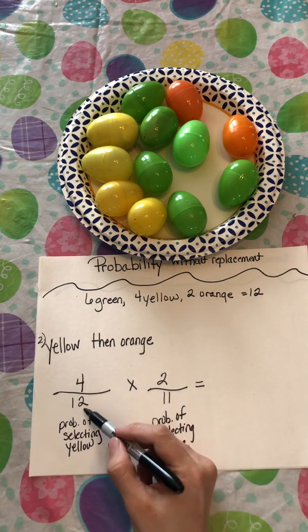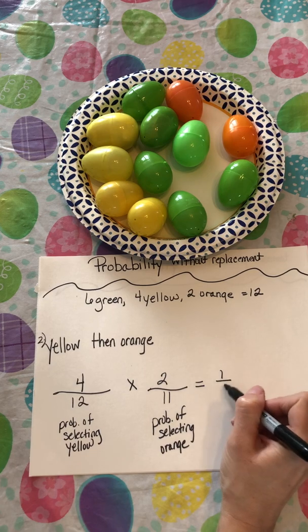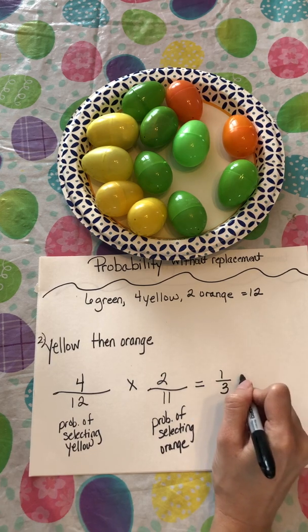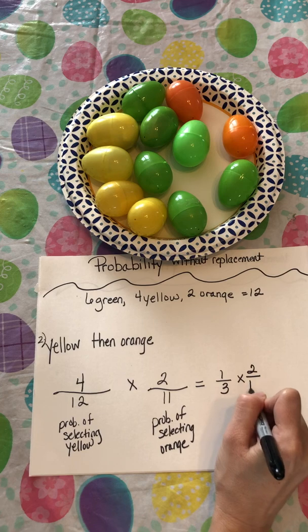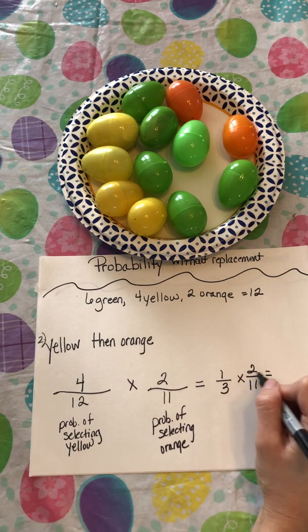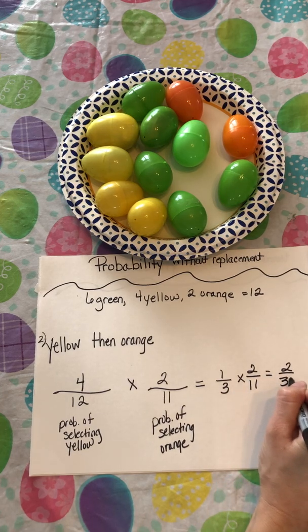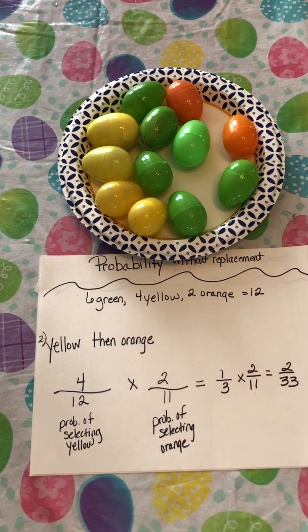So we will reduce 4 over 12, which will be 1 over 3, multiply by 2 over 11, which we will get 2 over 33 for that example.